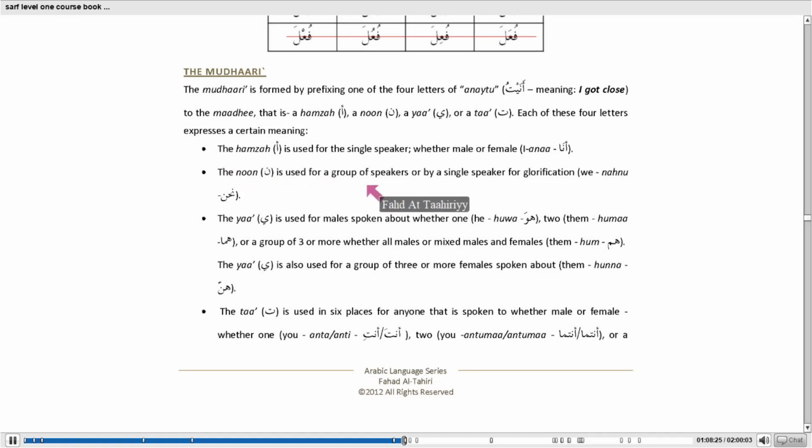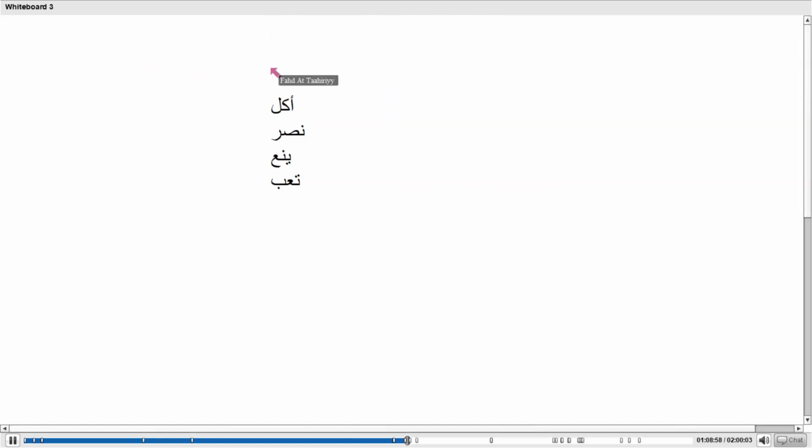Okay, now the noon is used for a group of speakers or by a single speaker for glorification. Na. Allah subhanahu wa ta'ala said, "Inna lanansuru rusulana walladhina amanu fil hayatid dunya wa yawma yaqumul ash-had." Inna lanansuru. Okay?